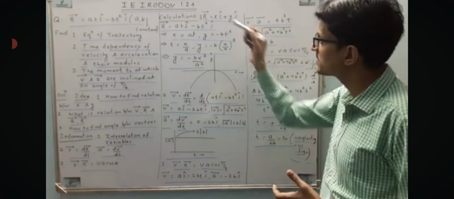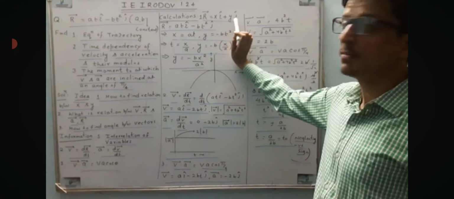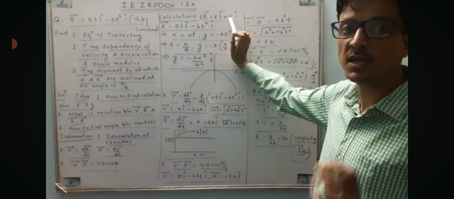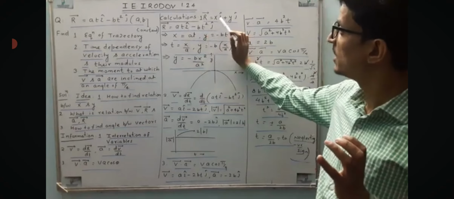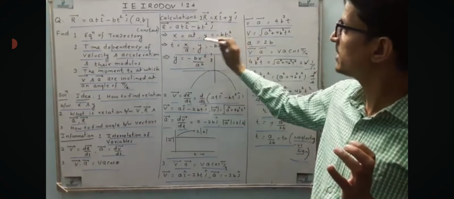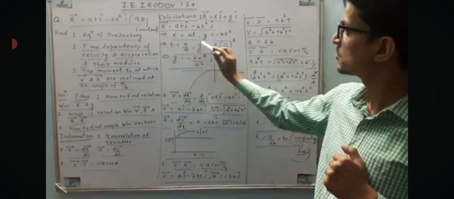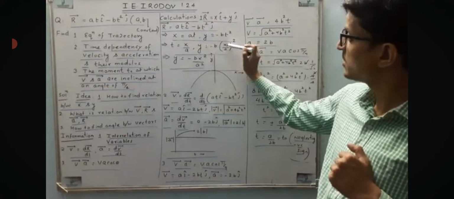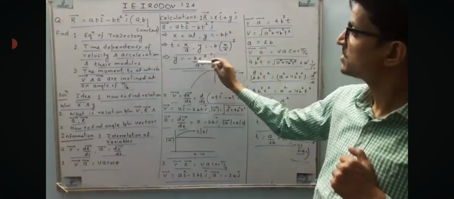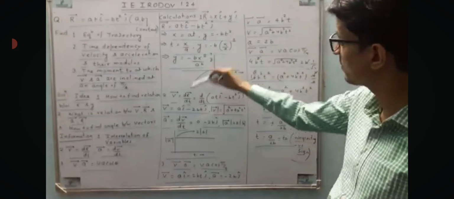Now let's start with the calculation part. I suppose vector r is x i cap plus y j cap if x and y are the coordinates of the particle at any instant. Here it is given to be at i cap minus bt square j cap. Comparing the vectors, we have x is at and y is minus bt square. So from here we can say that t is x by a. So y is minus bt square. In place of t, you substitute x by a, and the result is y is minus bx square by a square. So we know the graph will be a parabola turning toward the minus y-axis. So that will be the shape of the parabola.